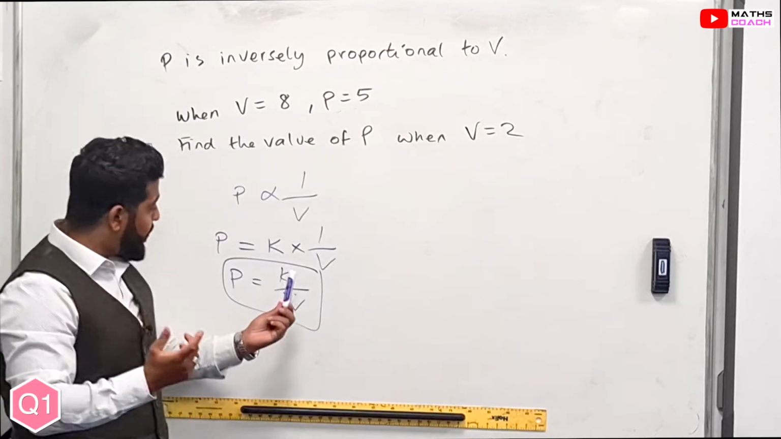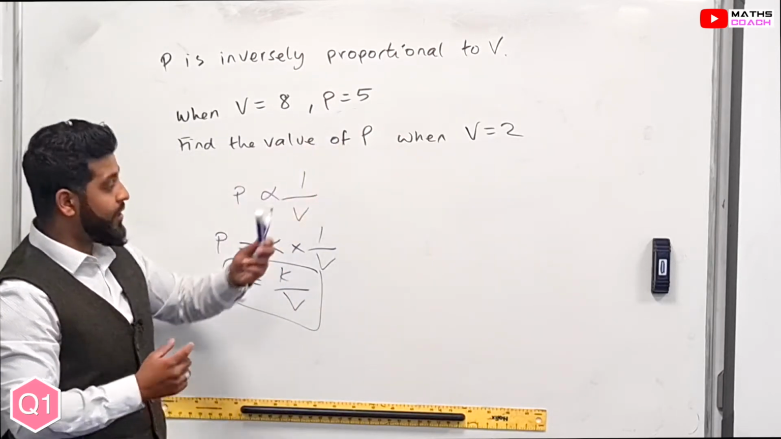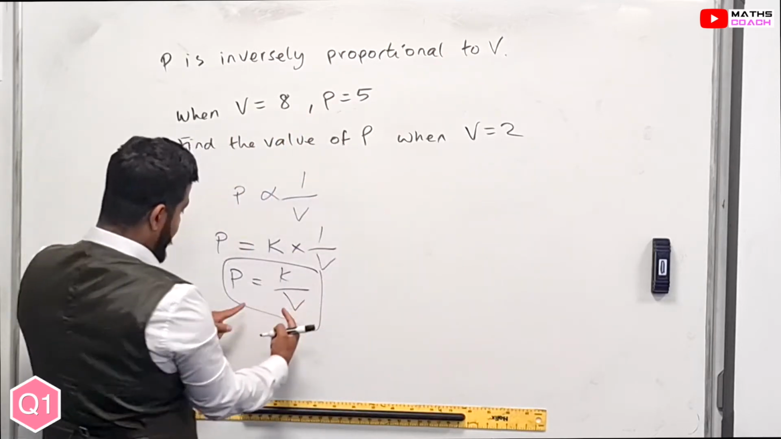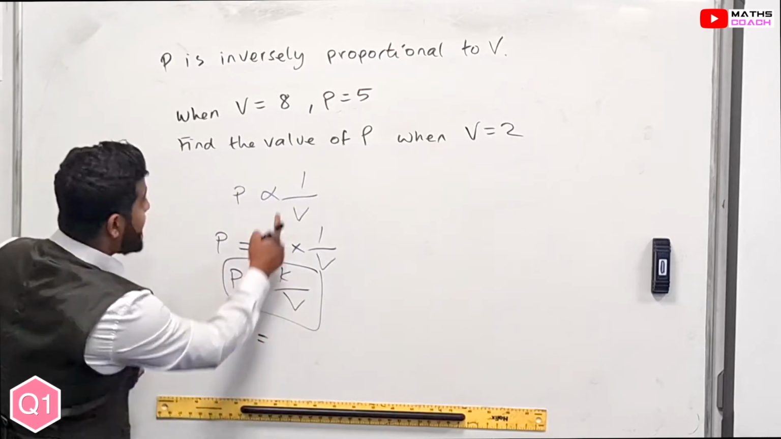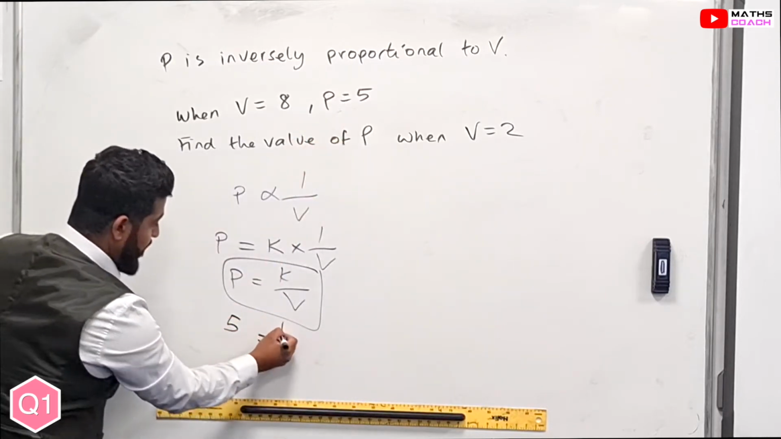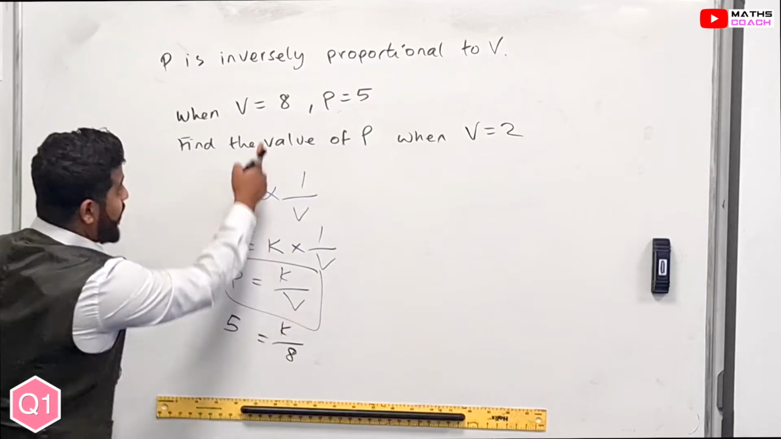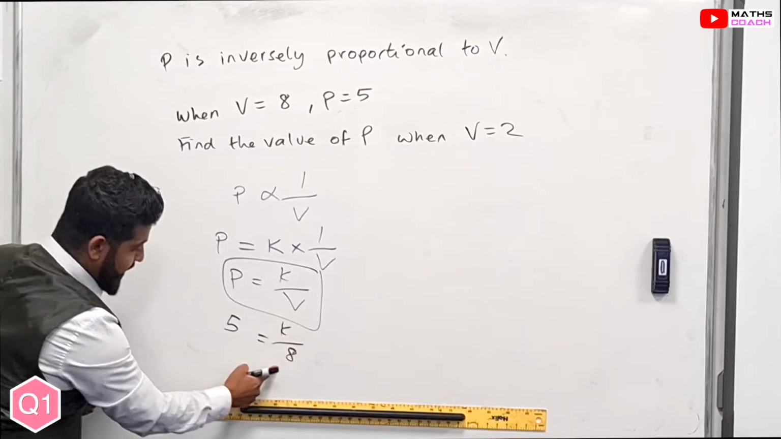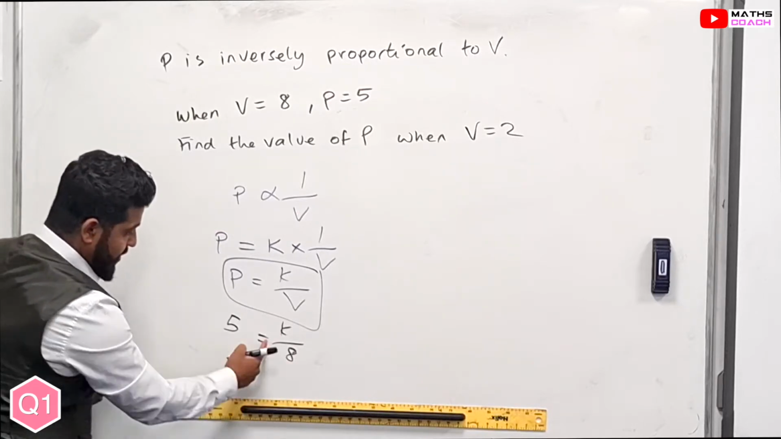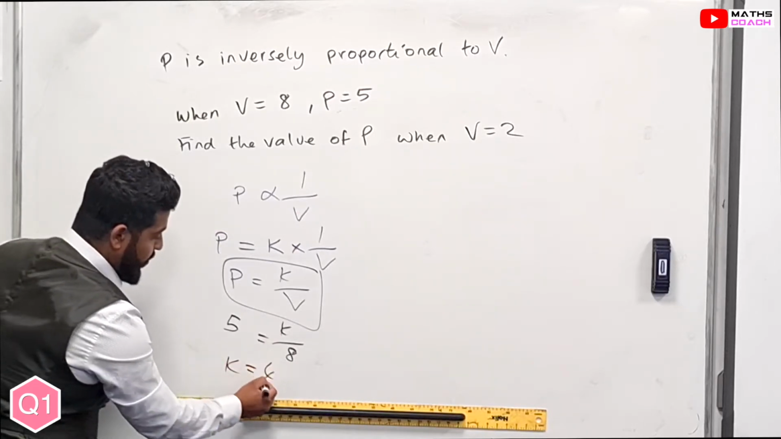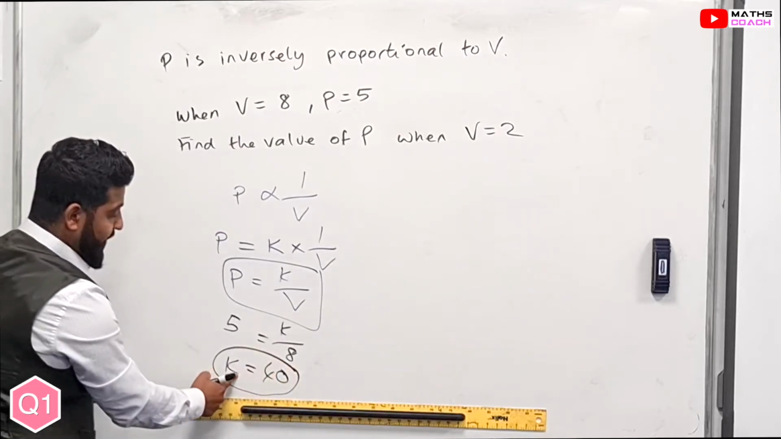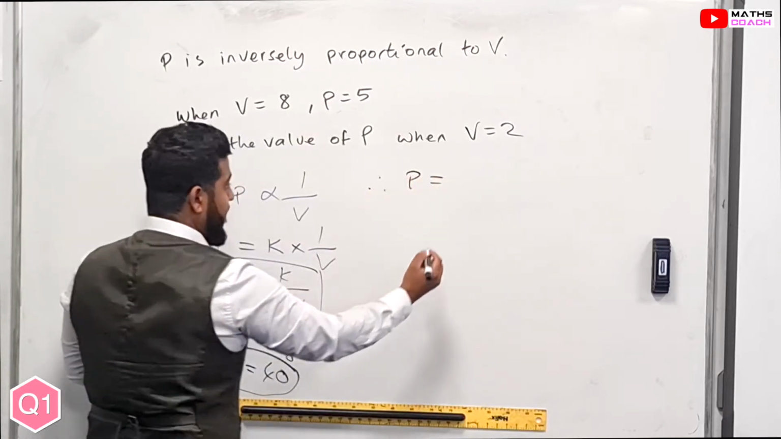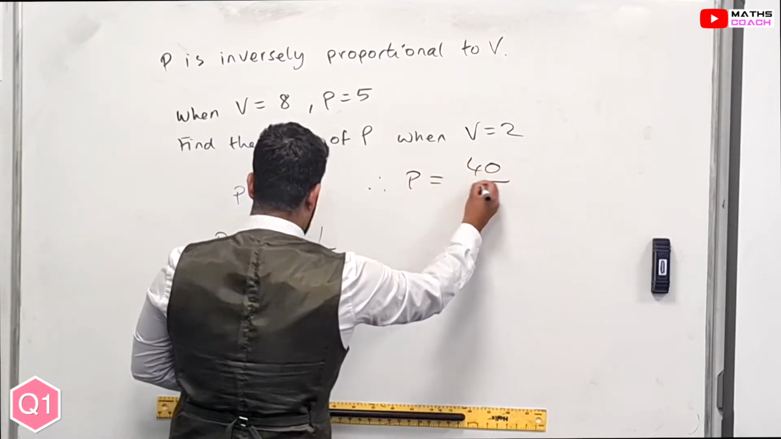So, just as before, we will find the value of K by using this second line, which is when V is equal to 8, P is equal to 5. So when V is equal to 8 and P is equal to 5, we have 5 is equal to K over 8. All I've done is substitute those values in for P and V. And then to find what K is, we multiply this side by 8. So K would be equal to 5 times 8, which is 40. Now that I have the value of K, I will substitute it back in here. So therefore, my equation for proportion is P equals 40 over V.